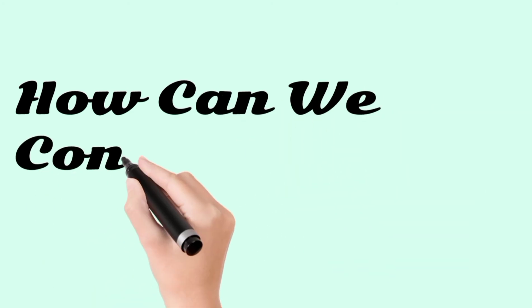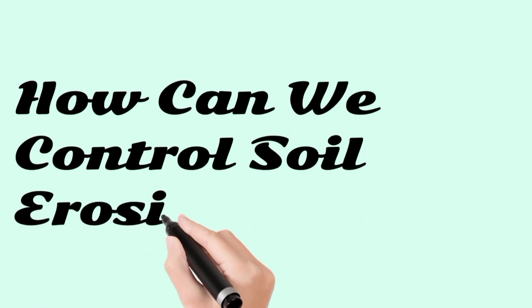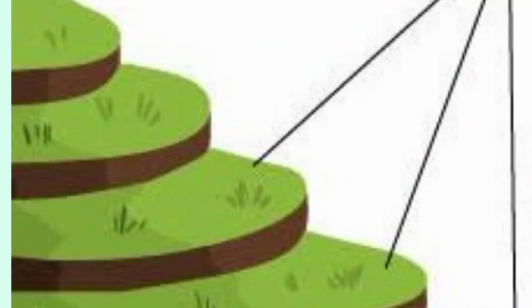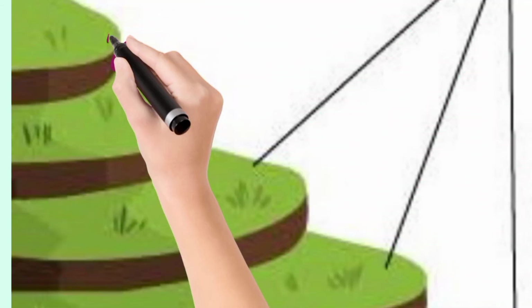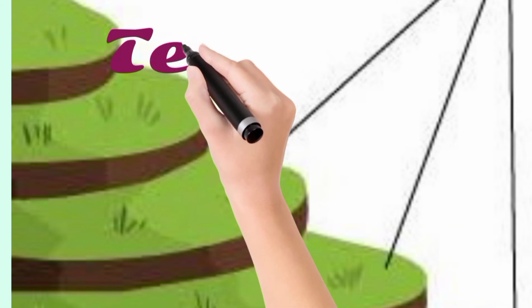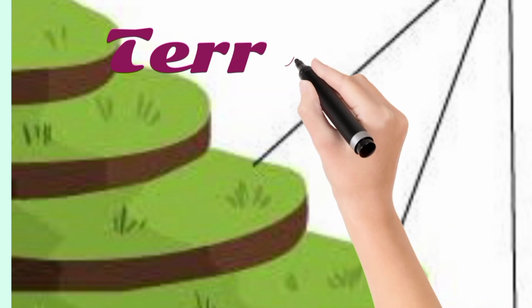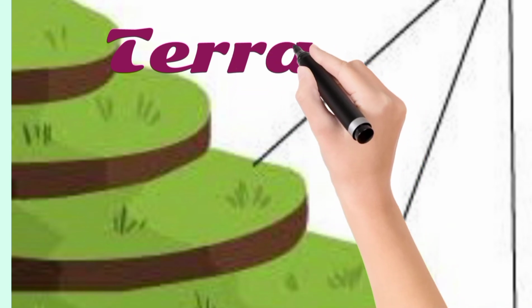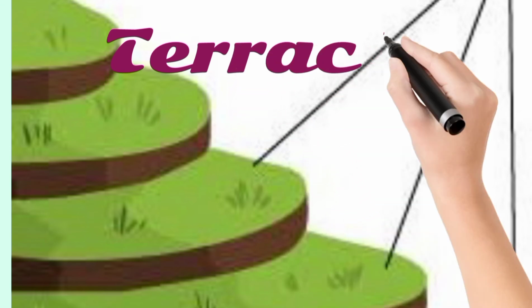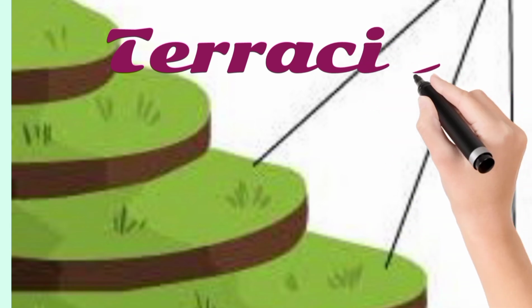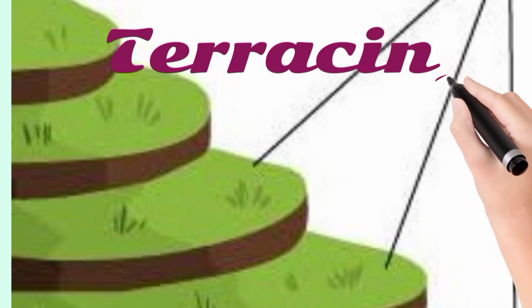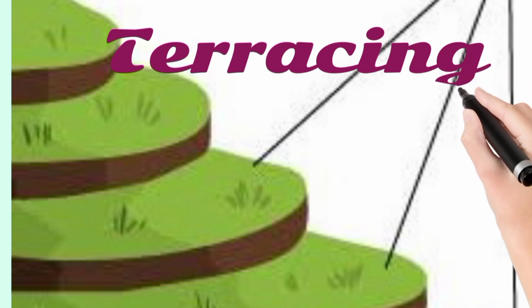So how can we control this soil erosion? One way is by terracing. Terracing simply means building steps on the land. These steps help to reduce the speed of the runoff water, and this will actually reduce the effect of soil erosion. So this is one way we can actually control soil erosion.